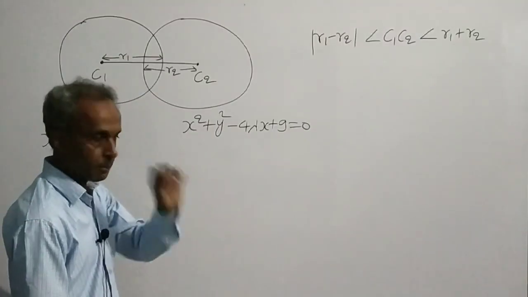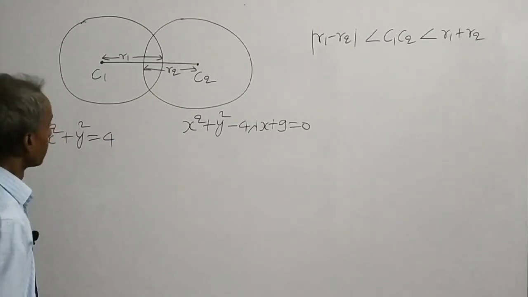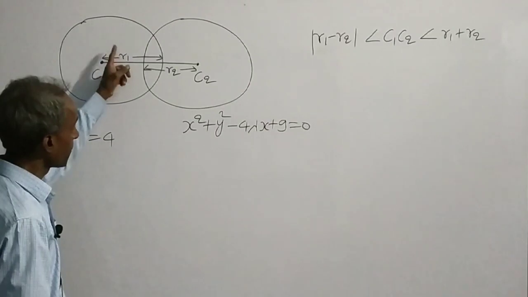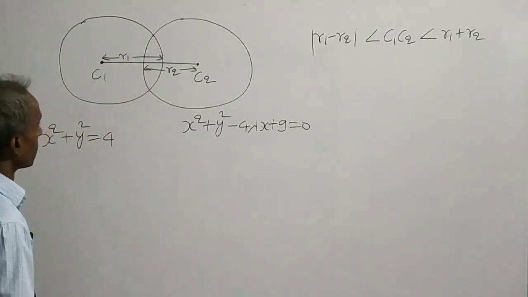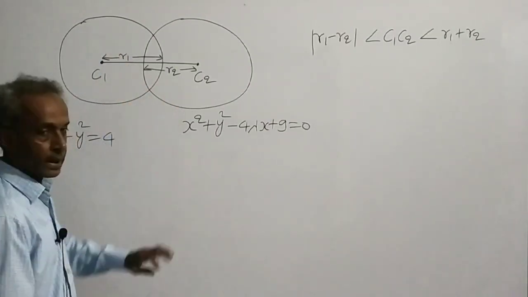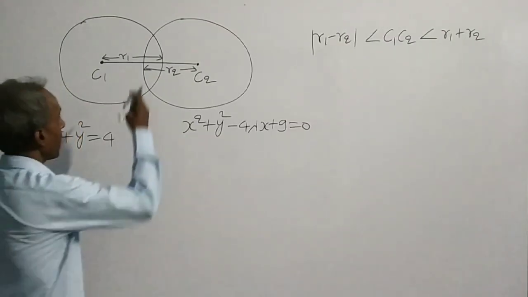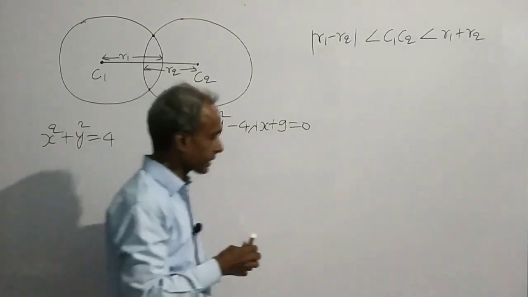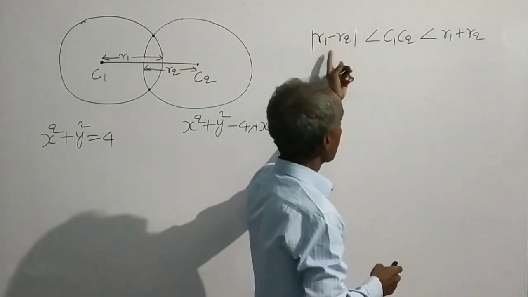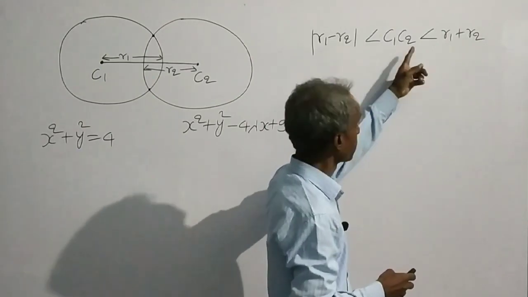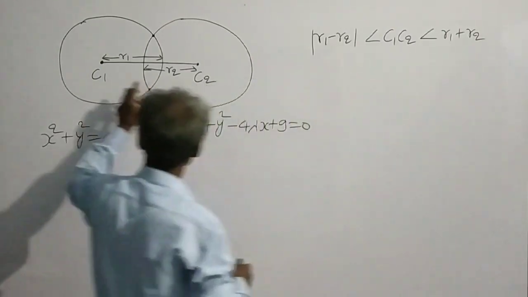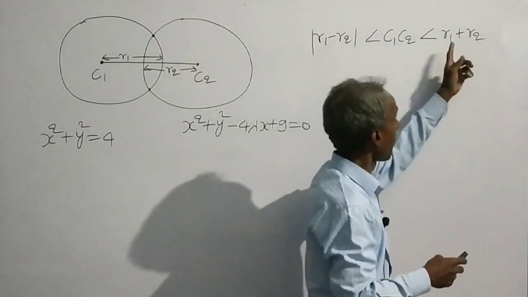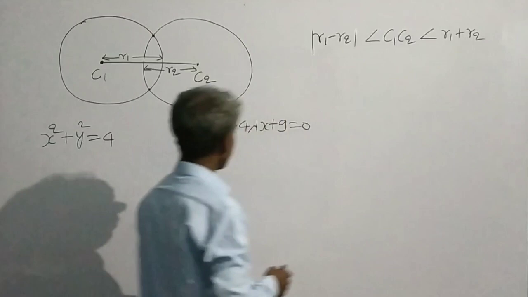If there be two circles with centers C1, C2 and radii R1, R2, then these two circles will intersect at two distinct points if this condition holds: mod of R1 minus R2 less than C1C2, where C1C2 means distance between these two centers, less than R1 plus R2.